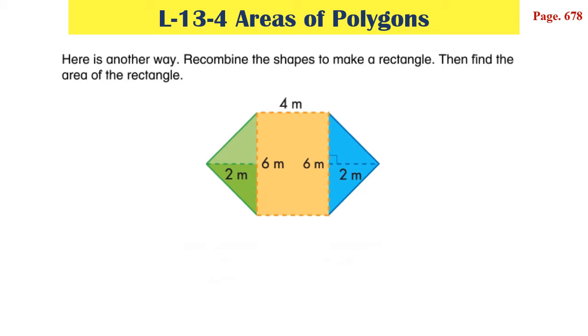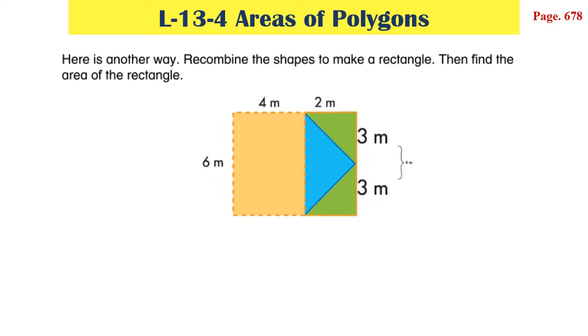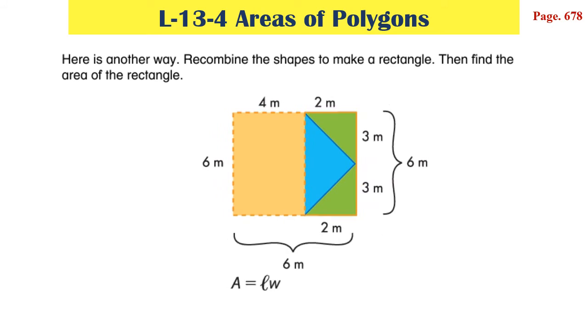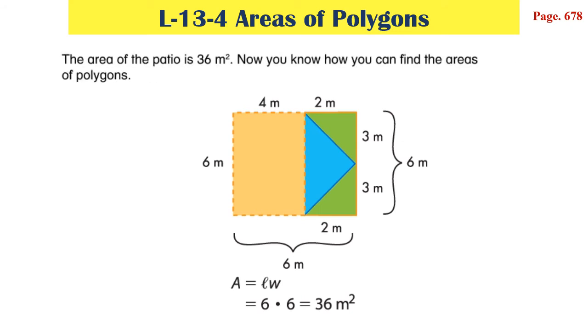Here is another way. Recombine the shapes to make a rectangle. Then find the area of the rectangle. The area of the patio is 36 square meters. Now you know how you can find the areas of polygons.